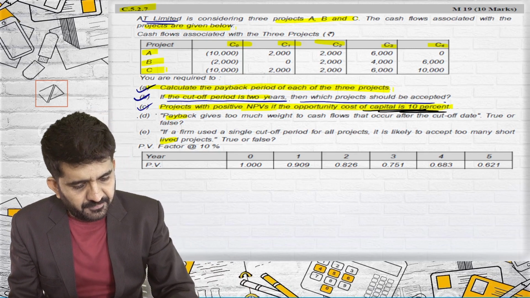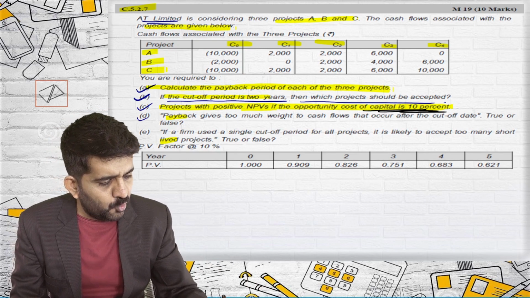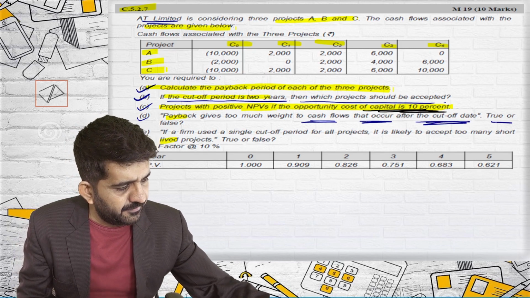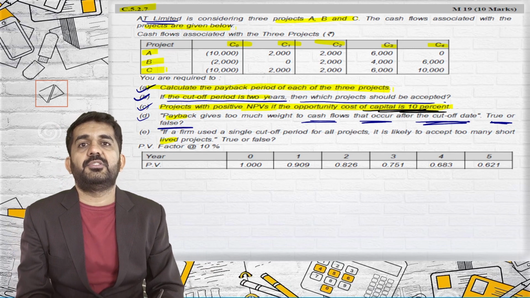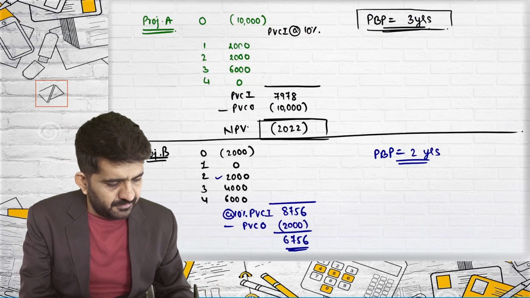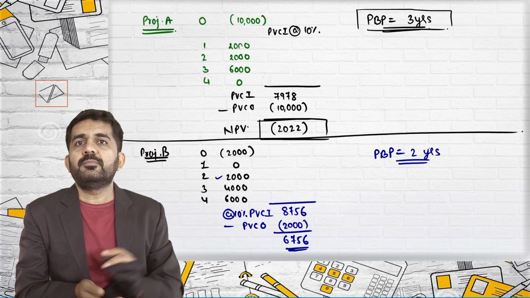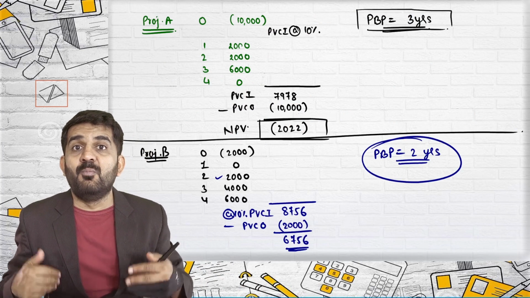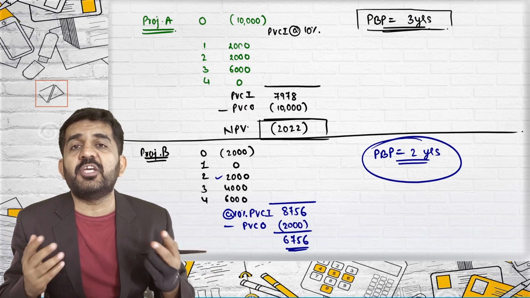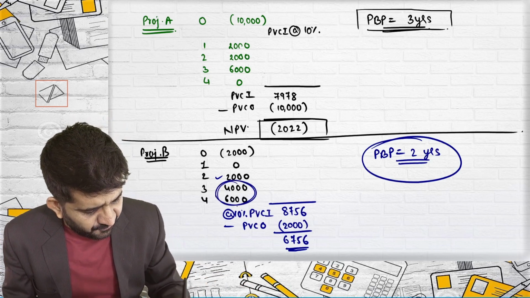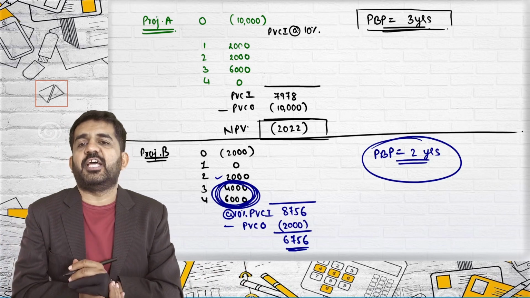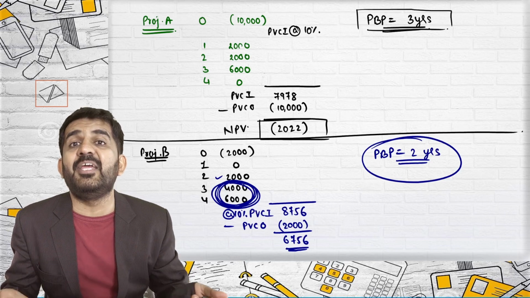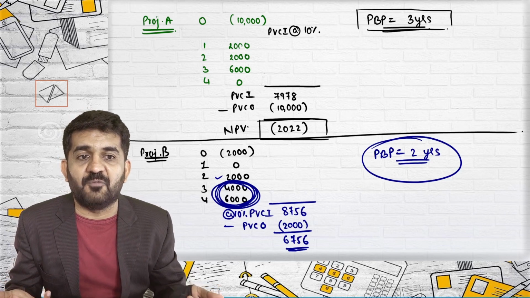It was asked for 10 marks. Payback period gives too much weight to cash flows that occur after the cutoff date. True or false? Say here it is 2 years. Payback period gives more weightage to the cash flows which are after the cutoff date. The statement is false. It does not give any importance to the figures after the cutoff date.